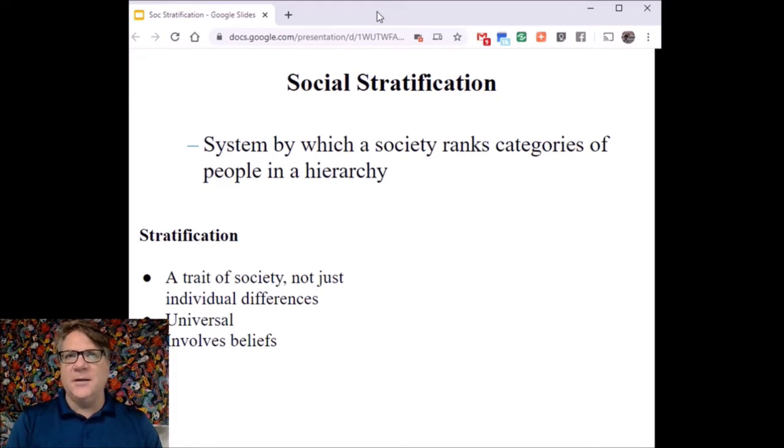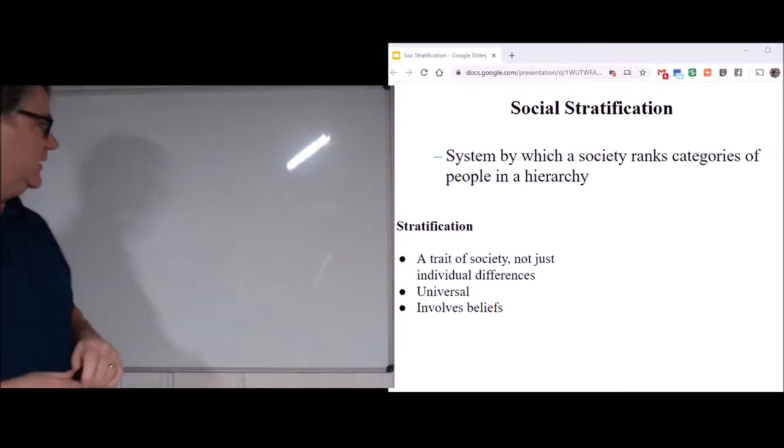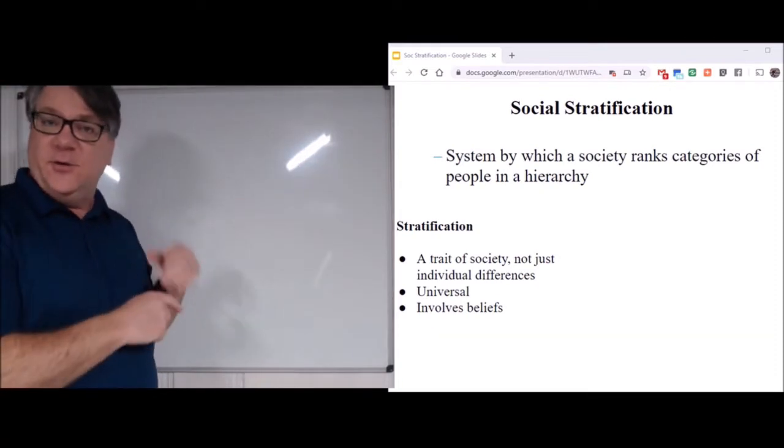Oftentimes when we talk about stratification, and we're going to write this on the board here in just a moment, one major dimension of stratification is social class. And oftentimes when we talk about social class, we talk about, well, I'll tell you what. Let's actually just get to that. Let me show you this. Let's see if we can do this way. All right, so I'm going to run over here and write some stuff on the board here. Hopefully this is going to work out just as I have planned. So we have a dry erase board.